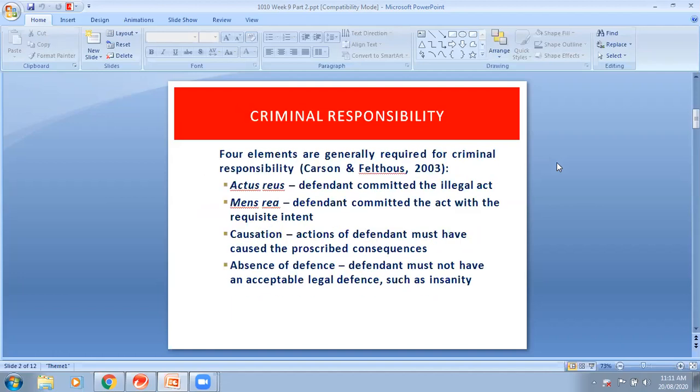Causation. Actions of the defendant must have caused the prescribed consequences. So for instance, if there's a fight, but the victim has a brain hemorrhage 3 days later, was it caused by the fight? So the actions of the defendant must have caused the consequences. And the absence of defence. So the defendant must not have any acceptable legal defence, such as insanity.